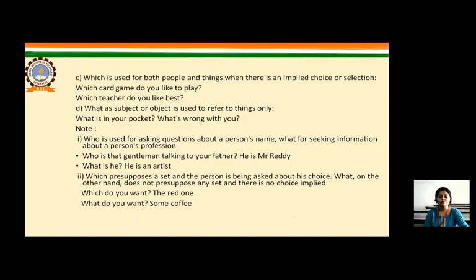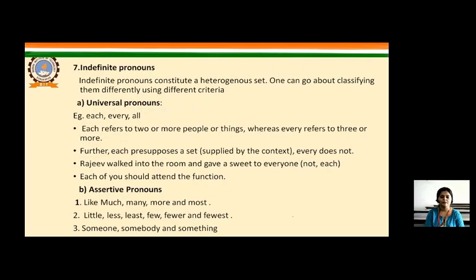Like which do you want? So which, again, the answer is the red one. So you have choices and you picked one particular color. Then you have what do you want? Then you said some coffee. So you have here a list and then you answered some coffee.